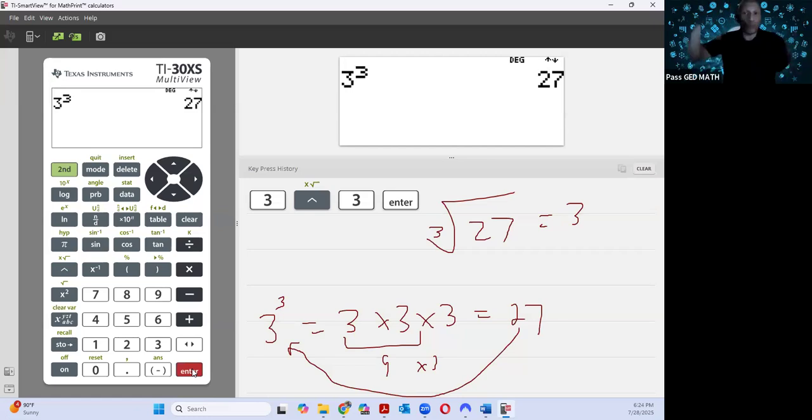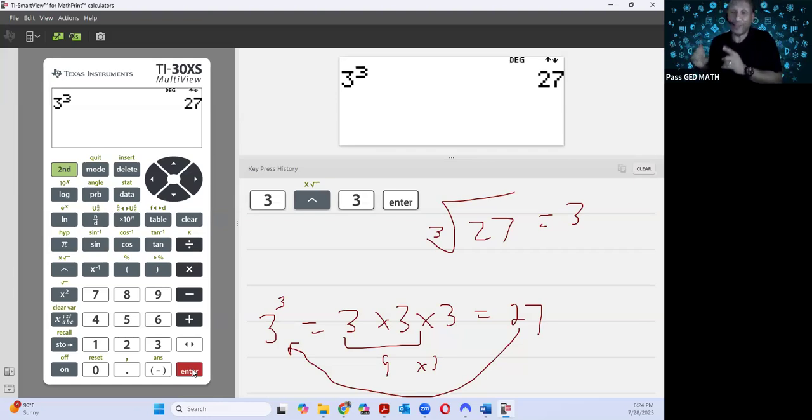So what you want to do is go through all your squares and all your cubes. For cube roots, I would say 1 through 5, and then multiples of 10. So 1 to the third is 1. 2 to the third is 8. 3 to the third is 27. 4 to the third is 64. 5 to the third is 125. 10 to the third is 1,000. That's all the cubes you really have to know.